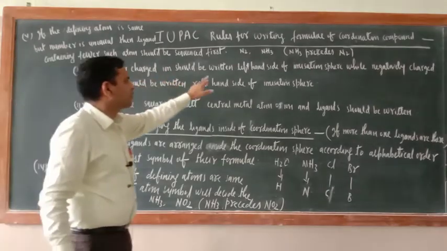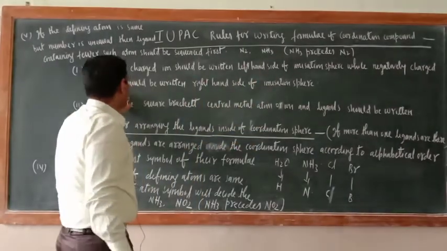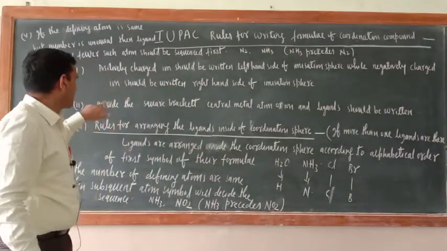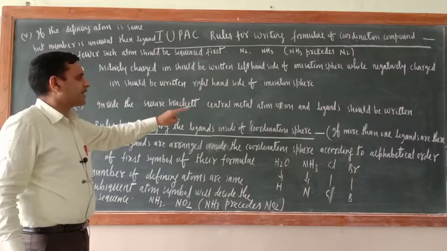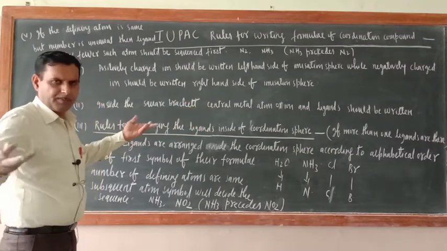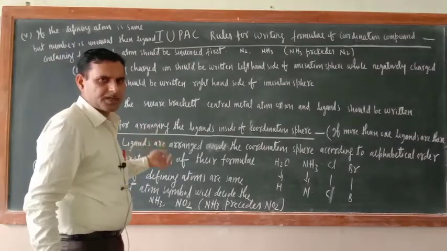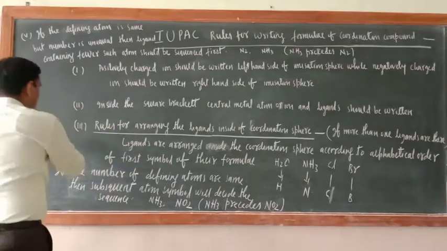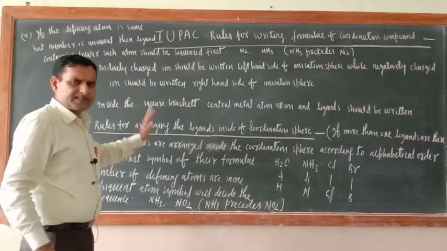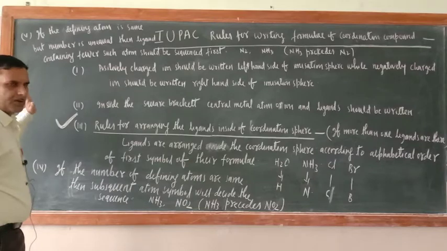Positively charged ions should be written on the left-hand side of the ionization sphere, while negatively charged ligand ions should be written on the right-hand side of the ionization sphere. You know this one. Inside the square bracket, the central metal atom or ion and ligands should be written. Everybody knows this one. While discussing IUPAC nomenclature we covered all those things, but this rule is the most important. There are so many rules, subsequently I will tell, but just remember the 3rd, 4th and 5th.